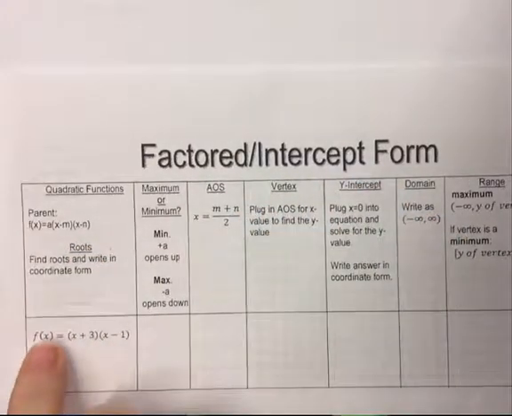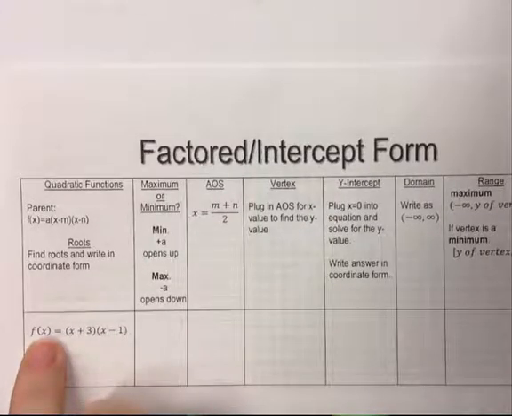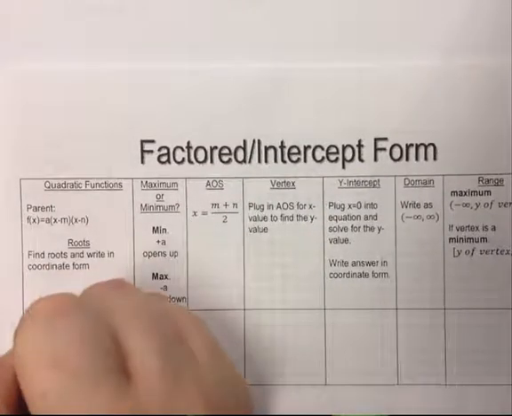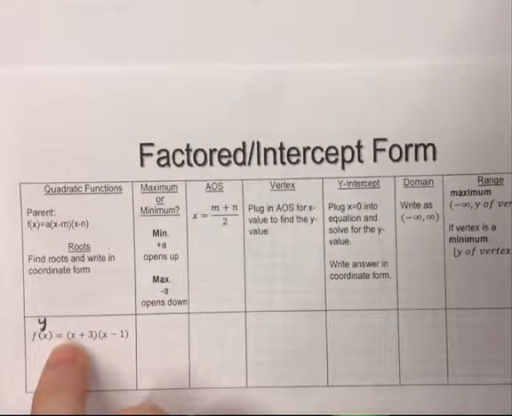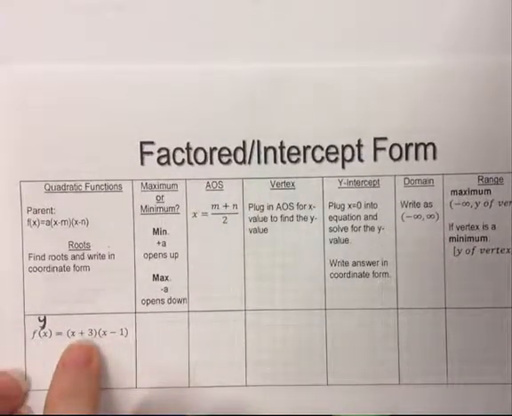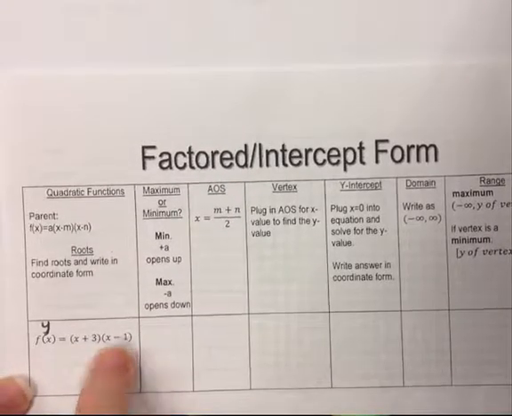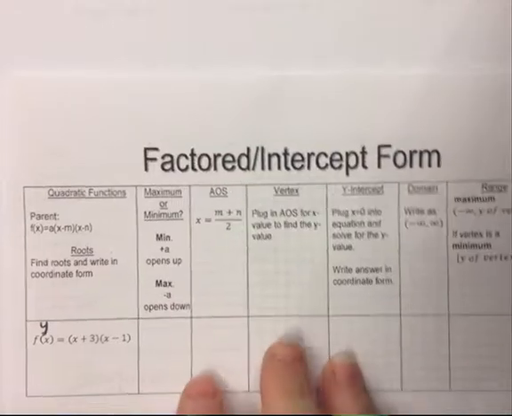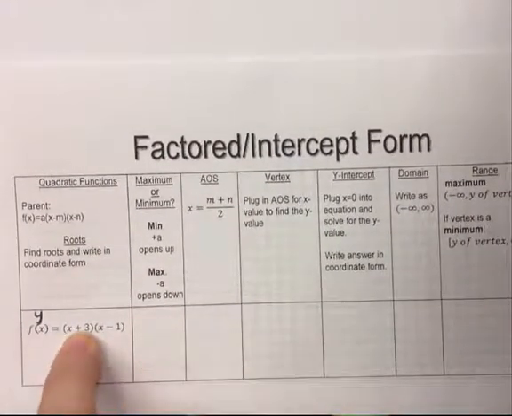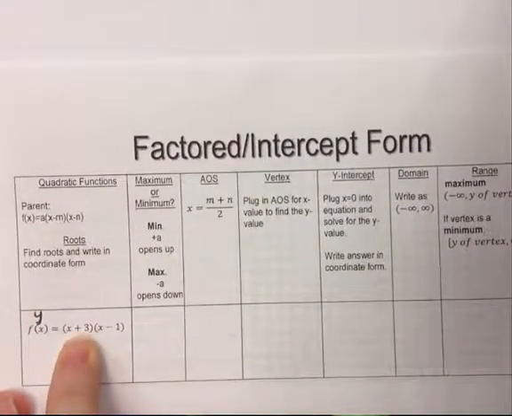So if we look down here, we see f of x. F of x really just stands for y, because f is a function of x. So that means that we can say that this is just y equals. Now on this problem, we have the factors of x plus 3 and x minus 1. Again, they're called roots, and another word for roots are zeros.